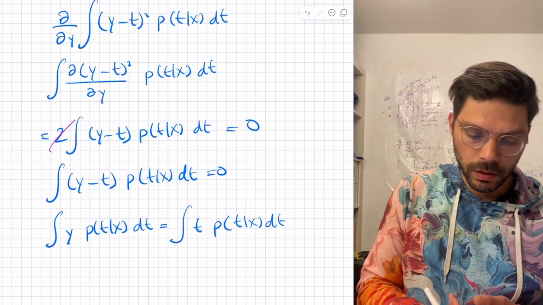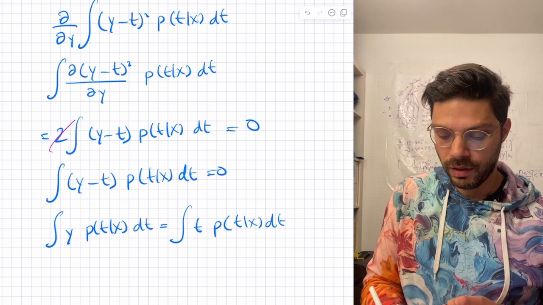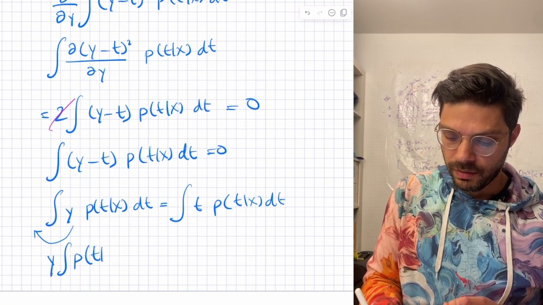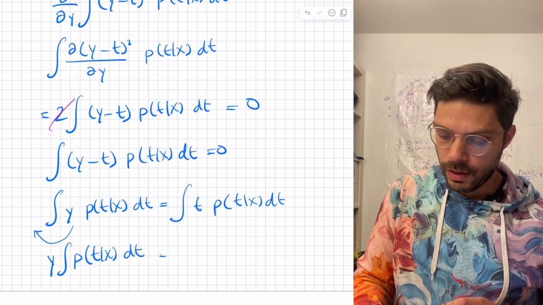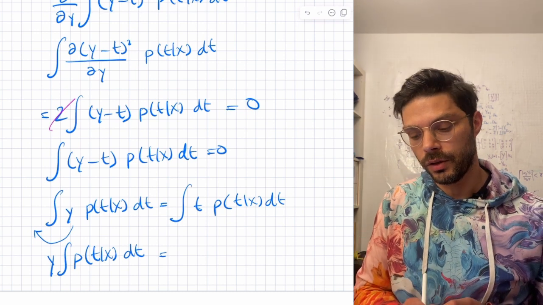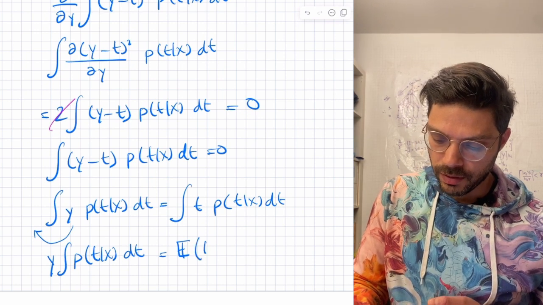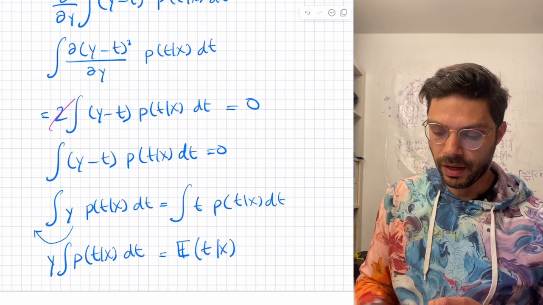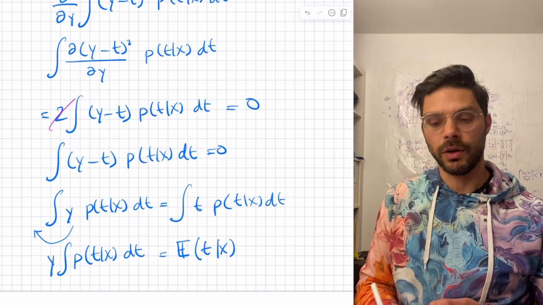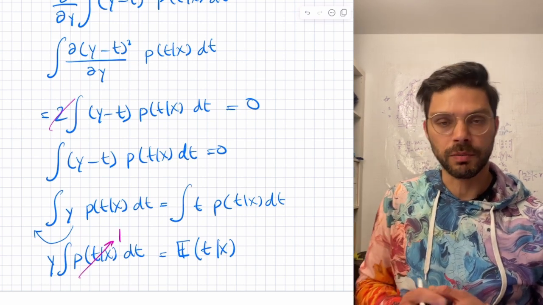Okay, so now things just really simplify, because y is not a function of t, so I can just move it outside. So we just get y times the integral of p(t given x) dt is equal to, and what is this? Well, this is just the expectation of t under the conditional distribution. I'll just write this as E[t given x]. So that's on the right hand side. What is this? Well, we're integrating the posterior on t given x just over t. So this will just be equal to 1.